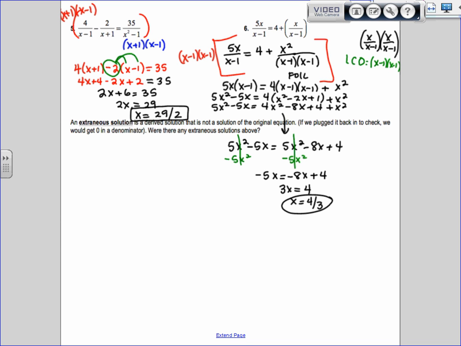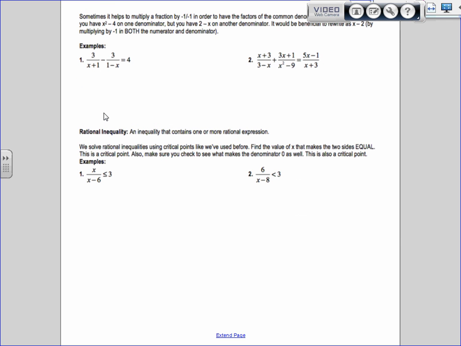It says an extraneous solution is a derived solution that is not a solution of the original equation. So when you go back and you check in the original, you get something divided by 0. Okay. So were there any extraneous solutions above? Yes, number 4 had an extraneous solution, and I told you about that already. So yes, number 4. All right, next up.